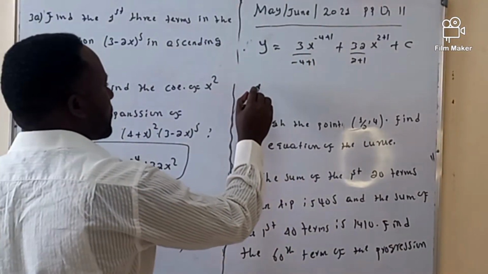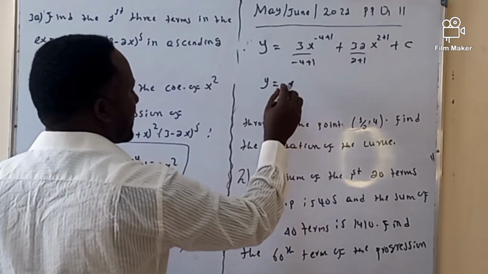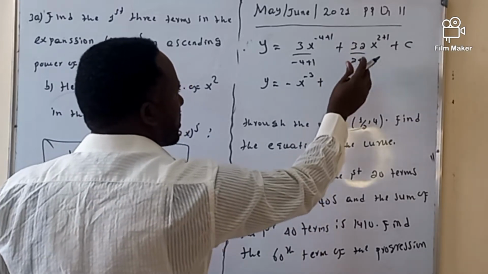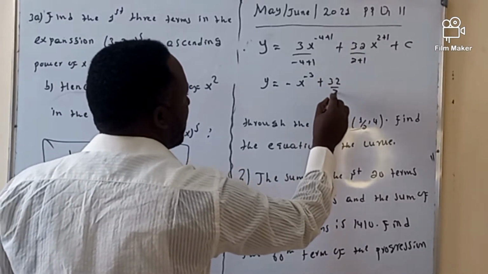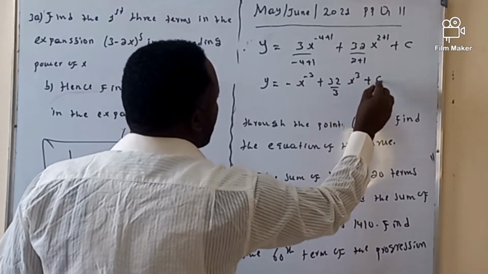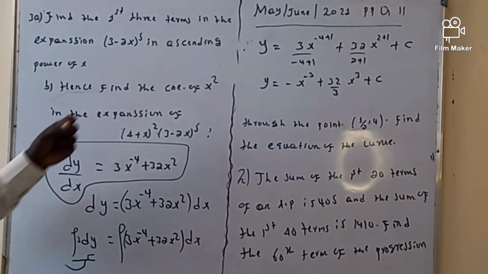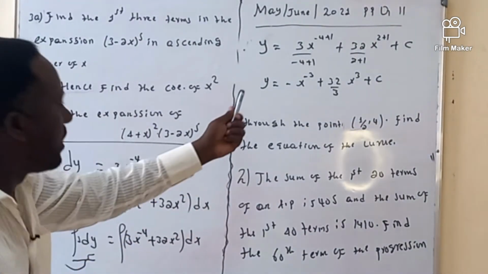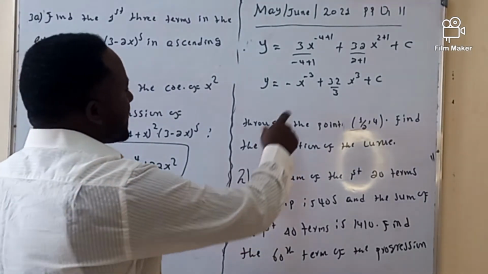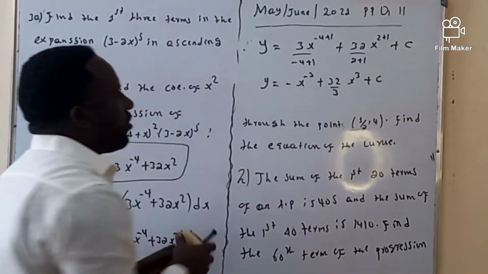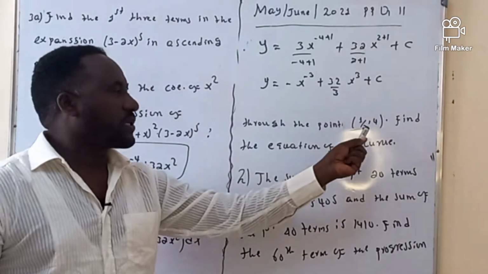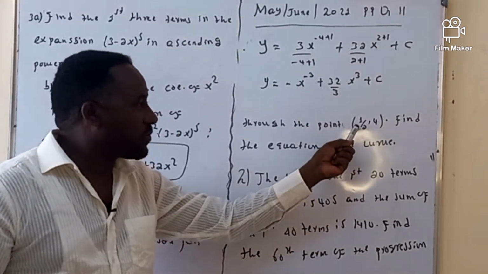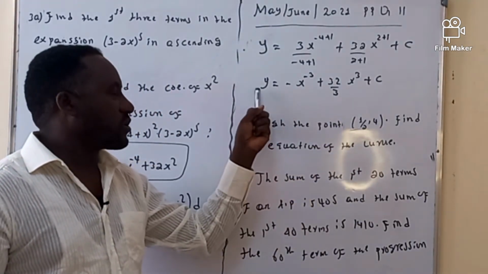When we simplify this problem, we have exactly negative x raised to minus 3 plus 32 over 3 x raised to 3 plus c. This is the integral of this one. That means the original function is y equals this one. But the curve of this function passes through this point. Passing through this point means that when we plug in x value 1 over 2 in place of x, y is going to be 4.